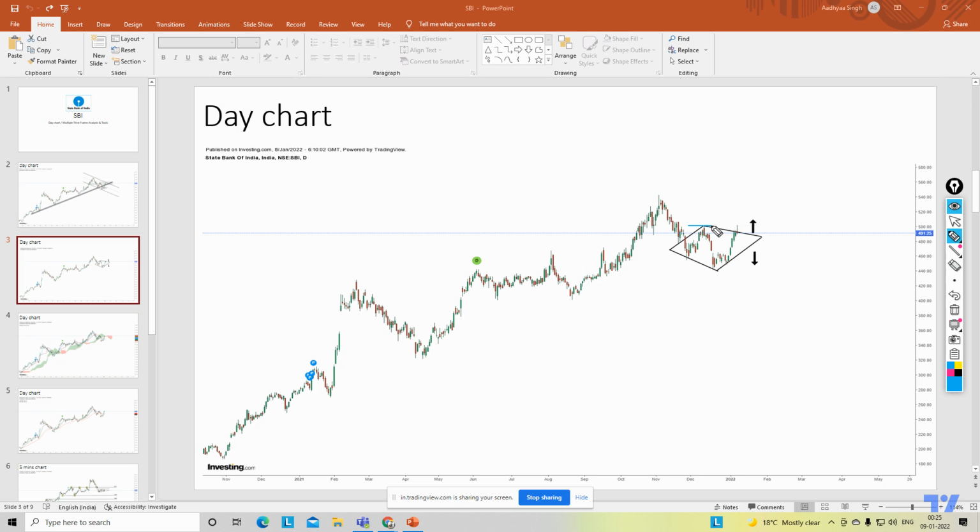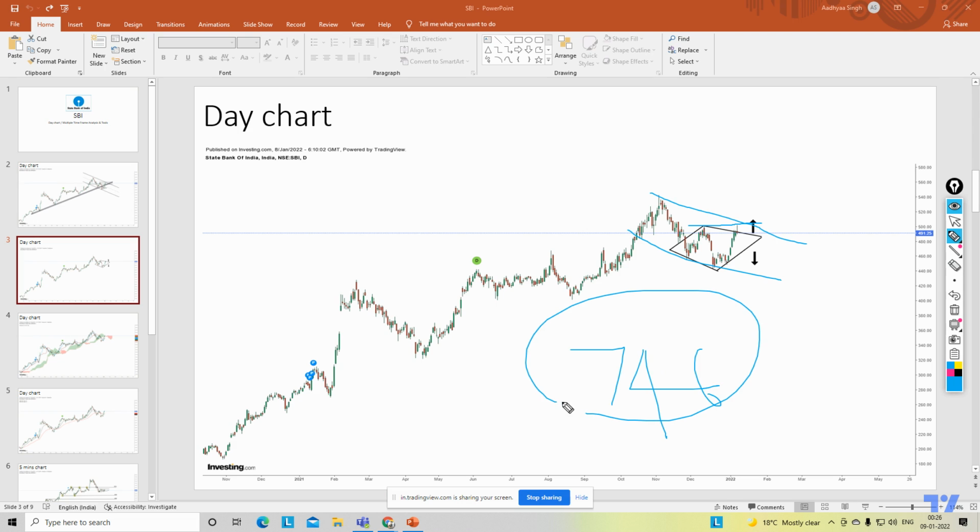And if I just create the same double top button and this kind of intersection line of the downtrend channel, you can see that when it is going to break that 500, it will be a dual breakout. Dual breakout means it will be a breakout of a downtrend channel as well as a breakout of a diamond pattern.